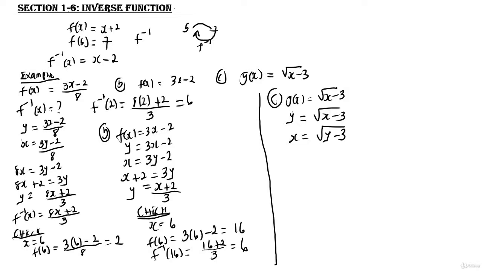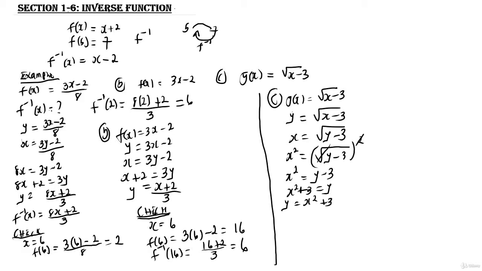We have to take the square of both sides. So this is going to be s squared equals square root of y minus 3, squared. So this square is going to cancel the square root. So we are left with s squared equals y minus 3. So we need to make y stand alone. So when minus 3 crosses to the other side of the equation, it's going to give us plus 3. So basically y equals s squared plus 3.